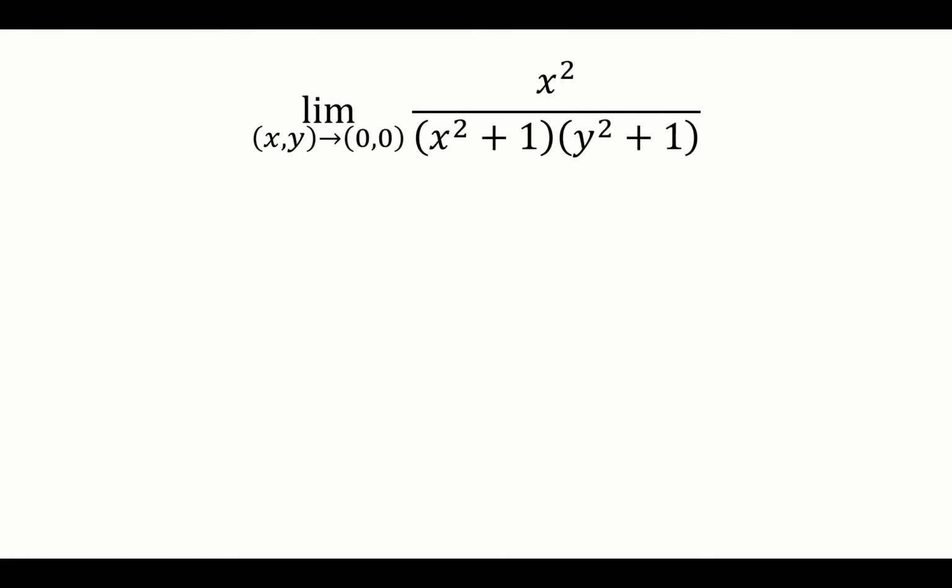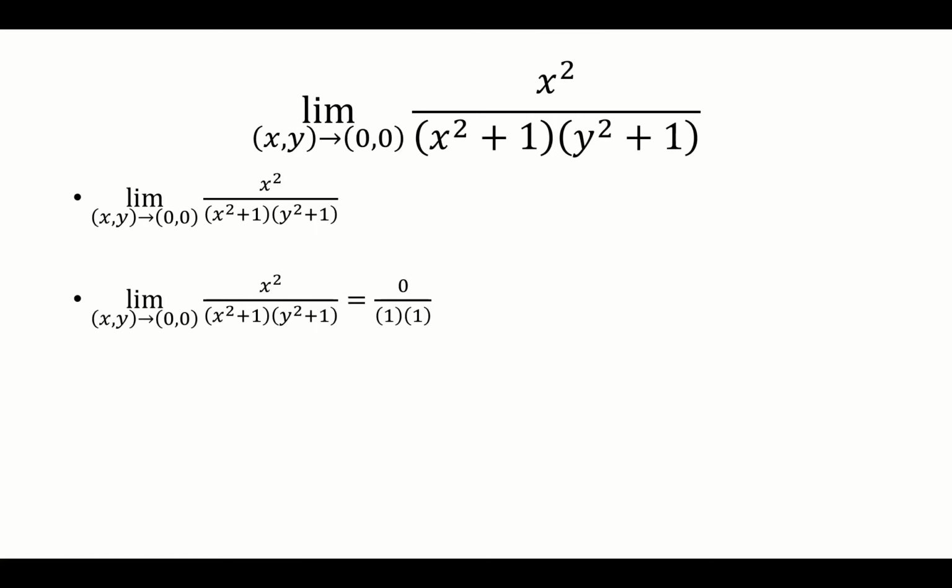Next one, you have the limit as x and y approach 0 of x squared over x squared plus 1 times y squared plus 1. This one's nice because we can just plug in 0 for x and y and get 0 as our limit.